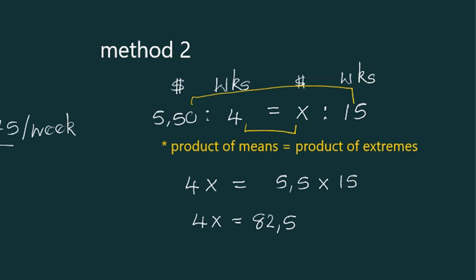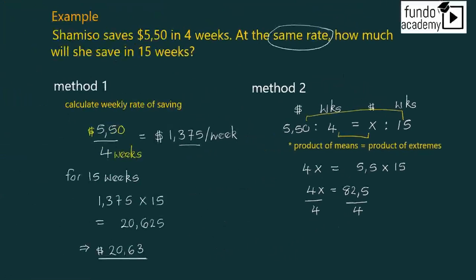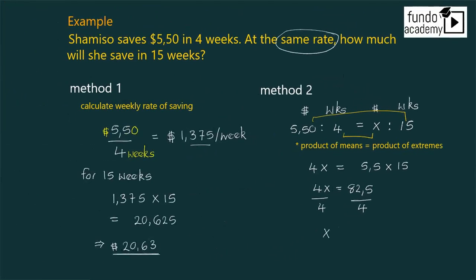And if we divide both sides by 4, then our solution comes out as x is equal to 20.625, and this will give us in dollars $20.63. So that will be our solution right there. Again, the same answer comes up, right? So that is our proportion here.